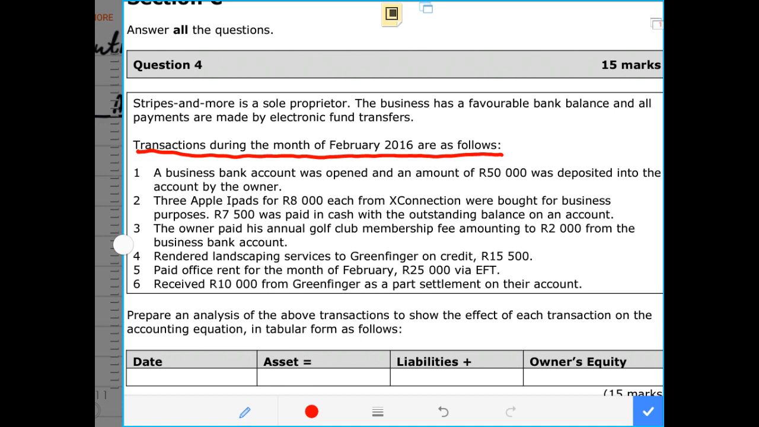The first one says a business bank account was opened and an amount of 50,000 rands was deposited into the account by the owner. So now this is the 50,000 that was contributed by the owner. And we know that if money is deposited, then the bank will increase, and bank is increasing on the debit side. Therefore, we have to record this as an increase in our bank account.